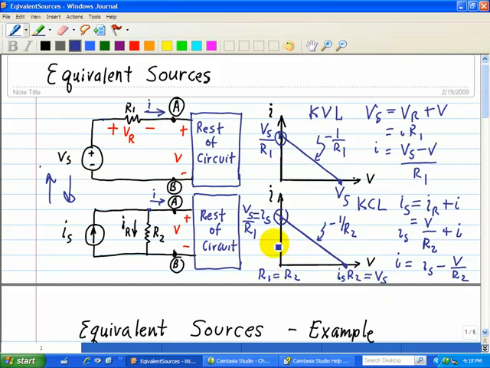And that's how we convert from a voltage source in series with R1 to a current source in parallel with R2. We note that these are equivalent if the resistors are equal, and that we set Is equal to Vs divided by R1, and Vs is equal to Is times R2, which are just identical relationships since R1 is equal to R2, in order to make these circuits have identical IV characteristics across A and B.